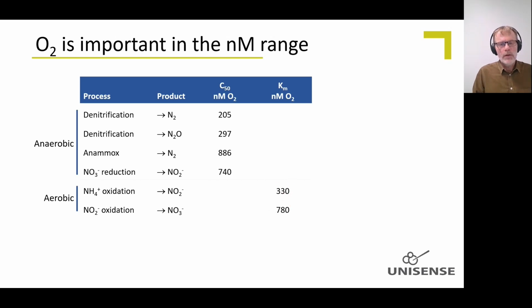So the important thing here is that all the regulation of the important processes in the nitrogen cycle takes place in the nanomolar range. So it's important to actually be able to measure in that range.